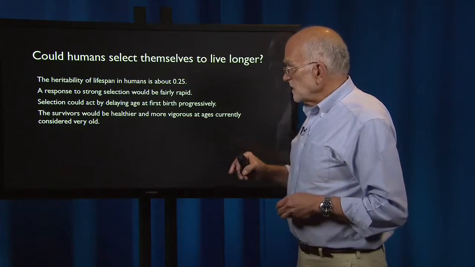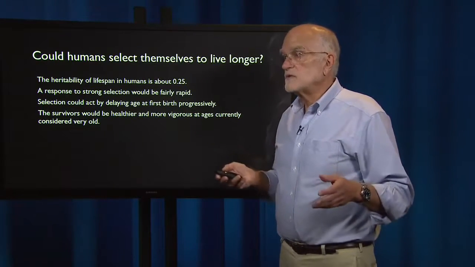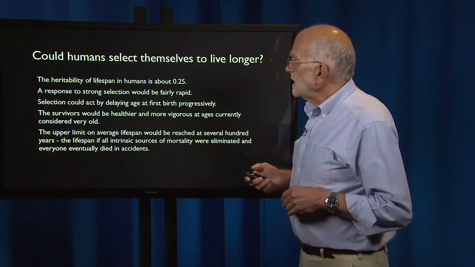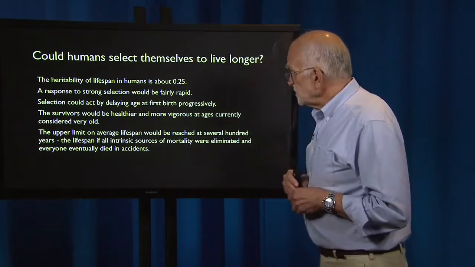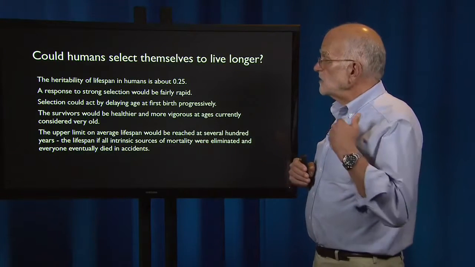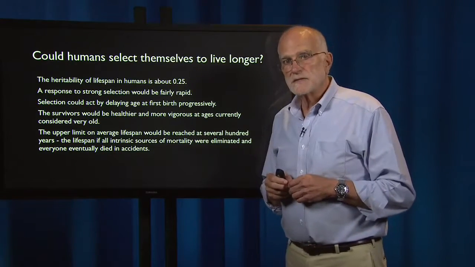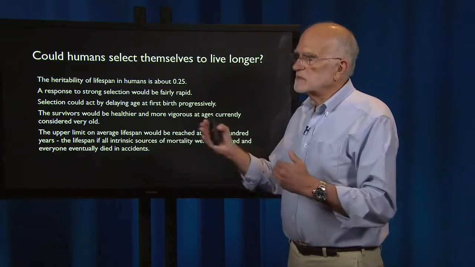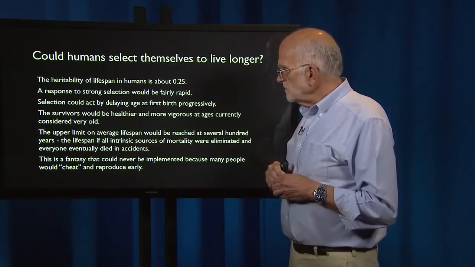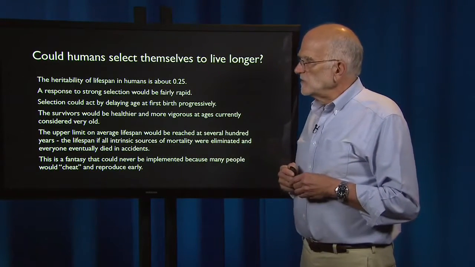The survivors would then become healthier and they'd become more vigorous at ages that are currently considered very old. So 40-year-olds would then start to develop the physiology of 18-year-olds. The upper limit on average lifespan would probably be reached at several hundred years, and that is the lifespan that could evolve if we could eliminate all intrinsic sources of mortality, if everyone eventually died in accidents. It's not immortality, but it's considerably greater than what we currently have. This is an absolute fantasy. It could never be implemented because many people would cheat and they would reproduce early. So it might sound good, but it won't work.